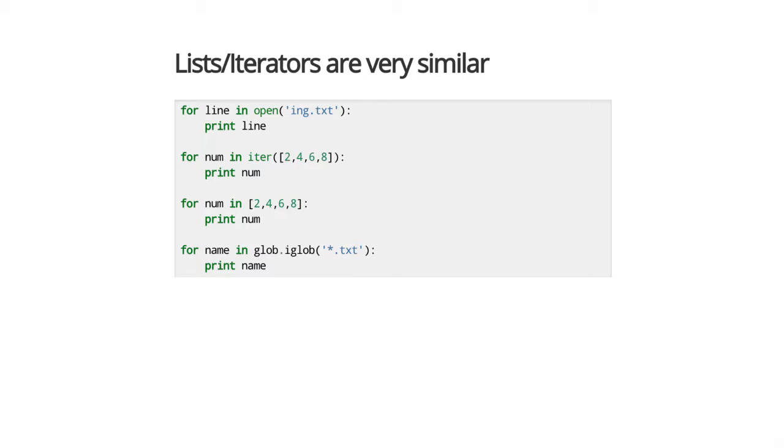All right, so glob is a super useful thing. You do glob star.txt and you get a list of all your text files. There you go. Glob is super useful. iglob is the same thing except an iterator.